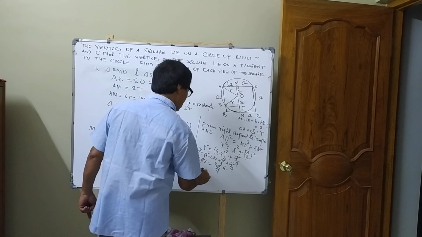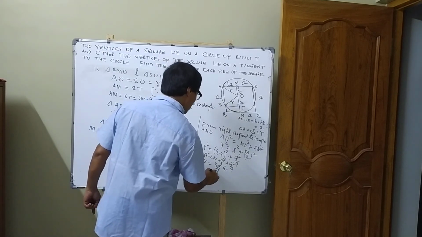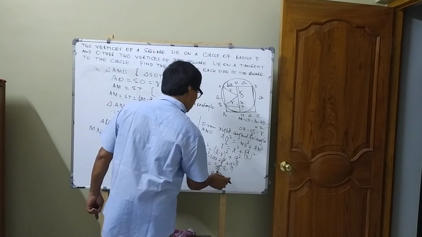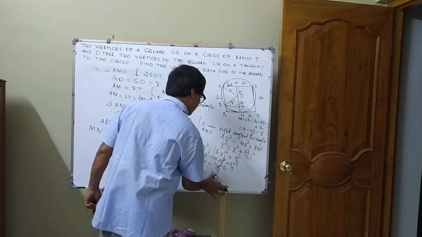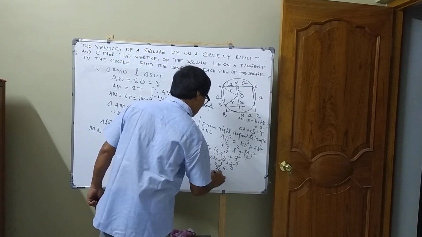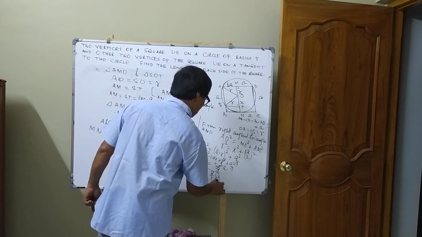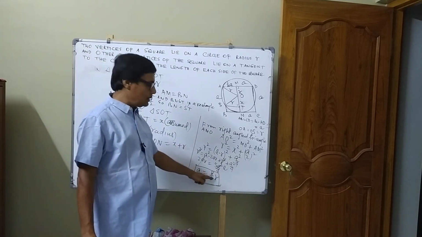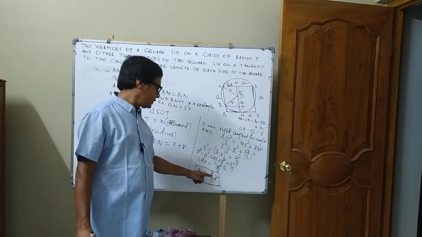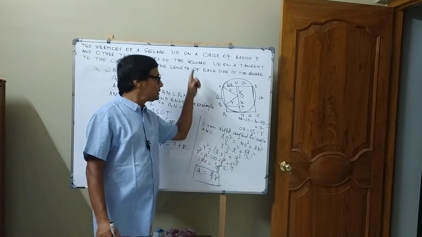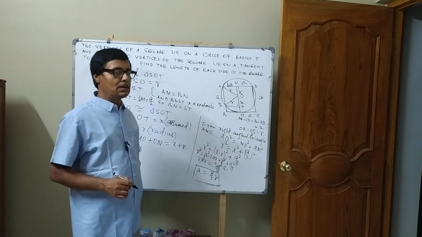So A equal to 8 over 5 into R. This is the side length of the square. The side length of the square is 8 over 5 into R, where R is the radius of the circle.